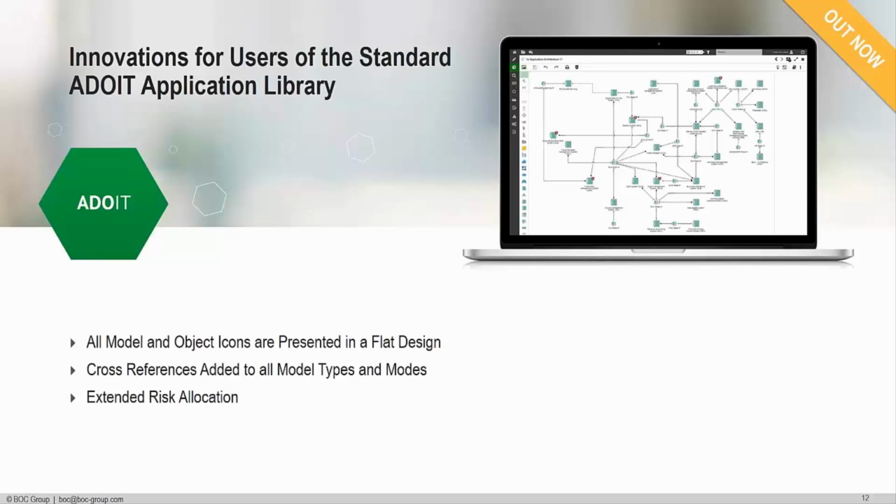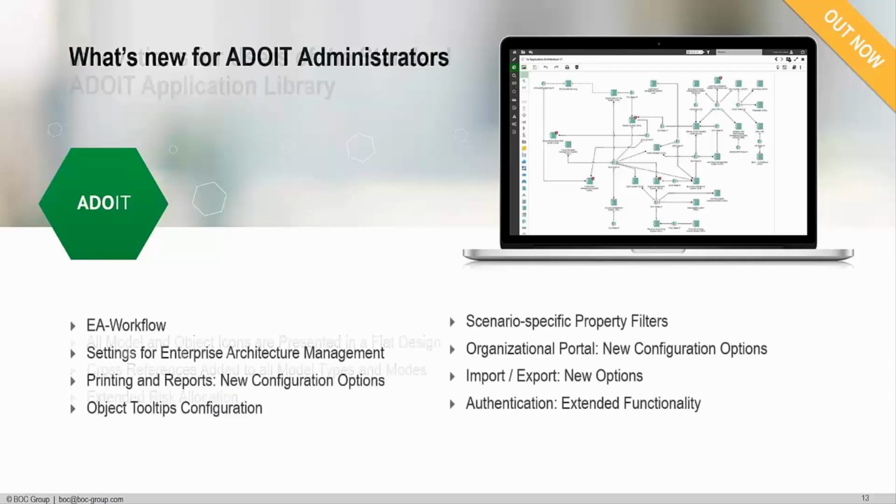And here as well, we've also extended the risk allocation. That functionality has been extended so that risks can now be associated with many more objects and not only the IT asset, as was the case in previous versions of ADOIT. So this just basically broadens the scope of the risk management scenario and how that can be supported directly in the tool.